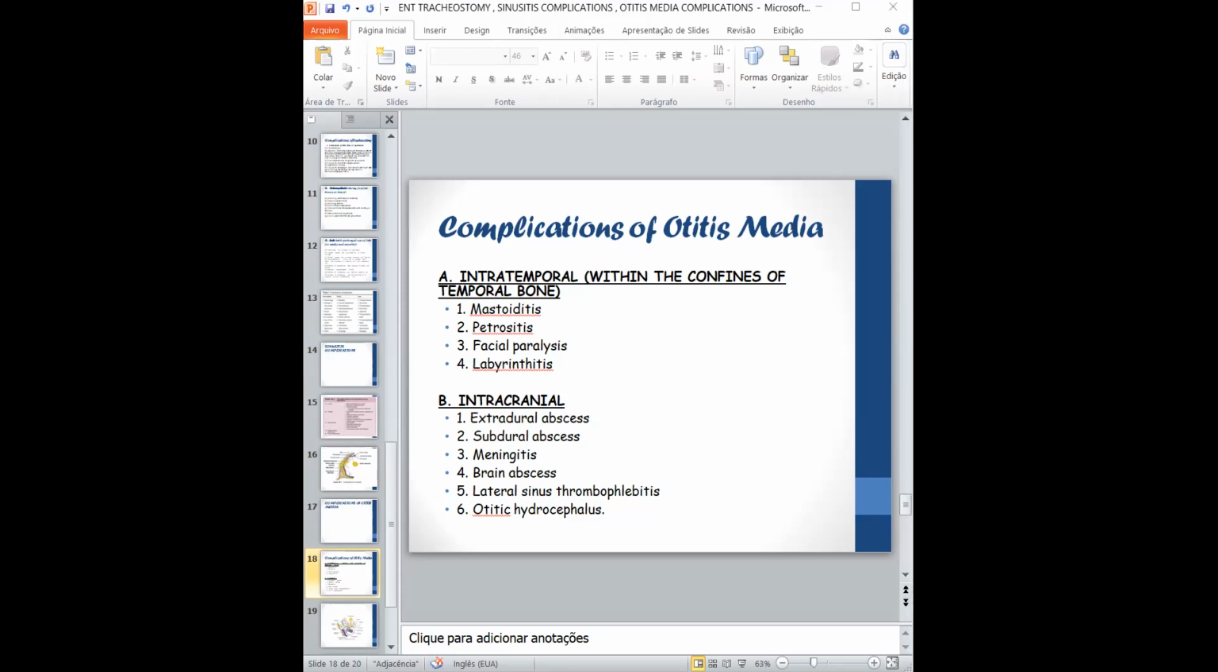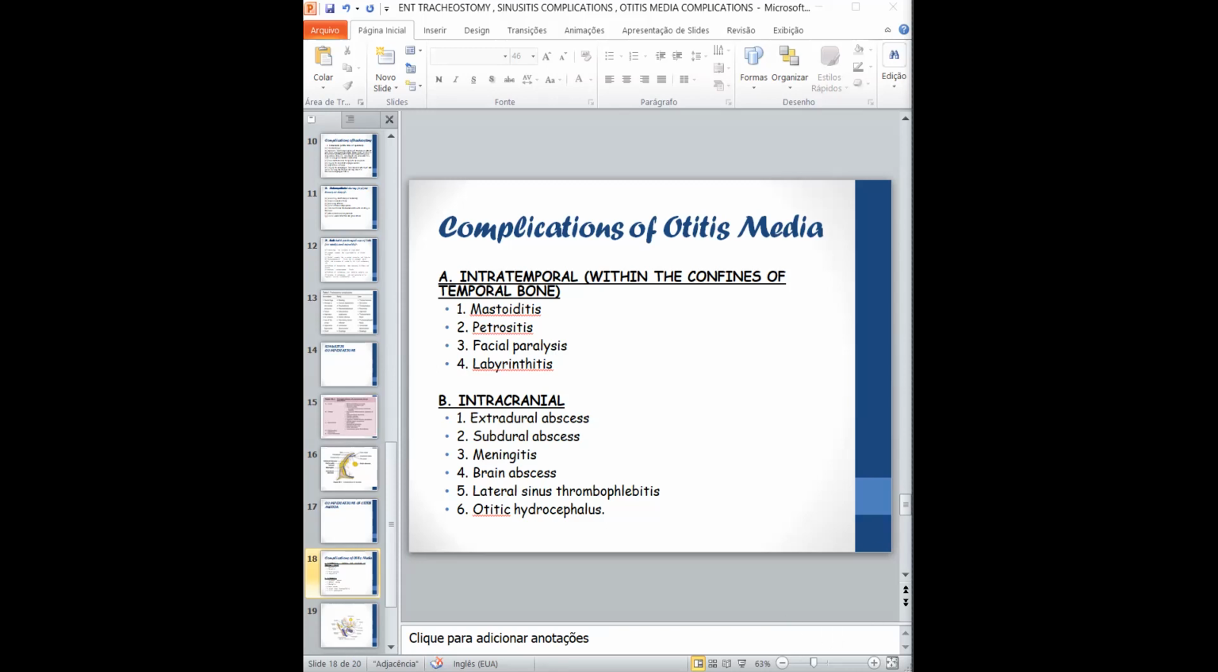The third complication is meningitis. Meningitis basically refers to inflammation of the leptomeninges, the pia and arachnoid, usually with bacterial invasion of CSF in the subarachnoid space. It's the most common intracranial complication of otitis media, and it can occur in both acute and chronic otitis media.